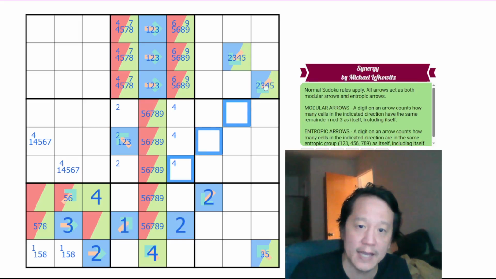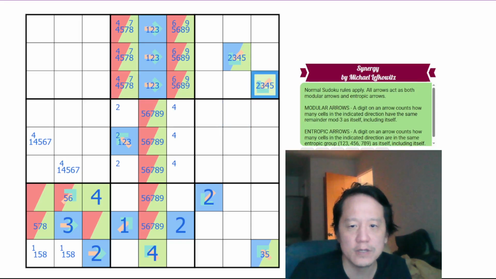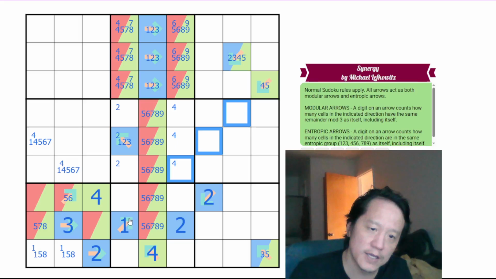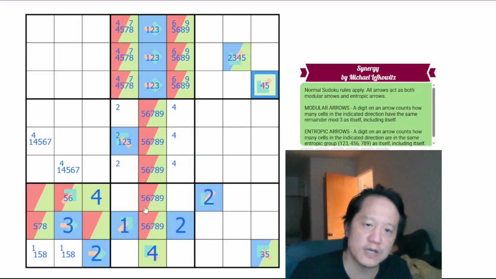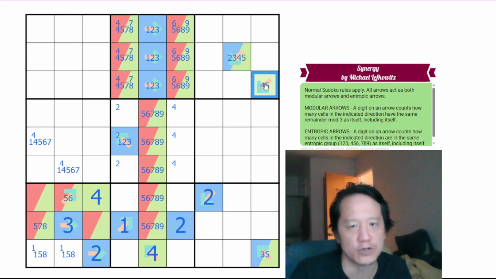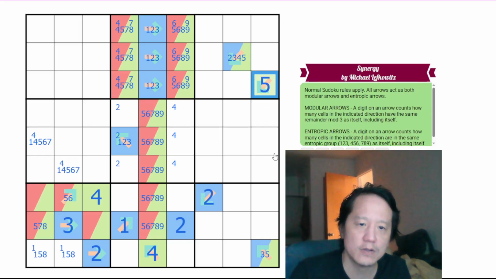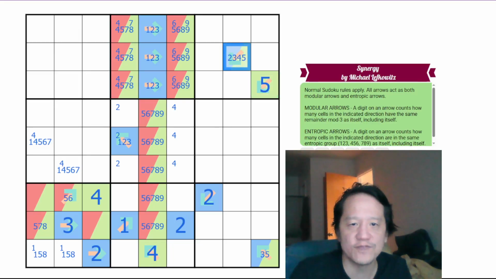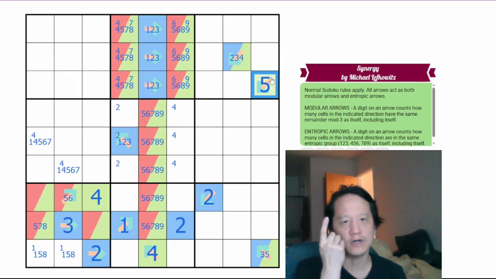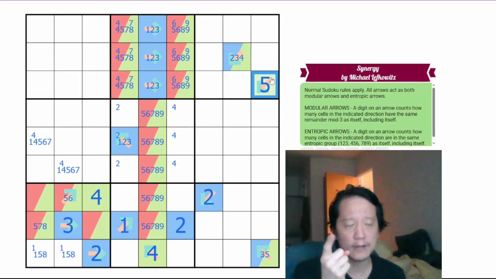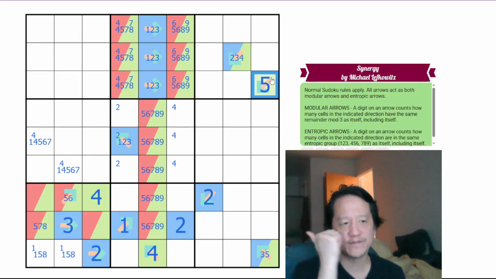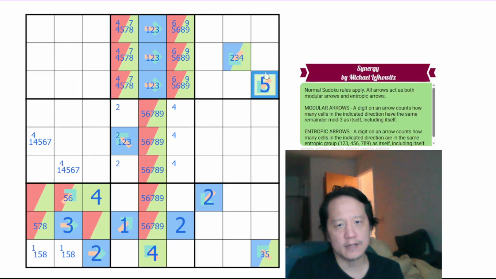So the rest of these cannot be low. So this has to be middle, which is 4 and 5. Cannot be 4, because if it's 4, that would satisfy the modular arrow. So this has to be 5 then. So since this is 5, this cannot be 5. And the 5 again can only be part of the entropic modular arrow of 1, right? 1 is pointing at 5, 6, 8, and 9. And again, 5 has to be part of this set here.